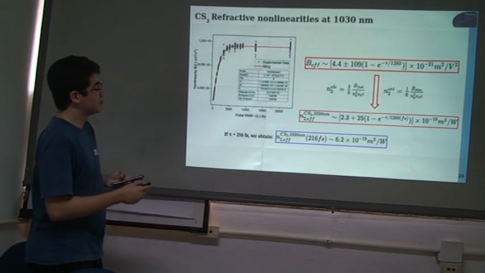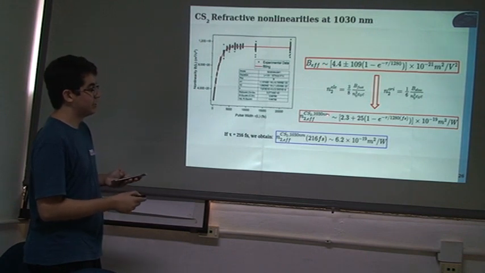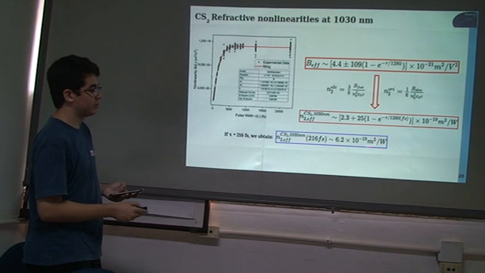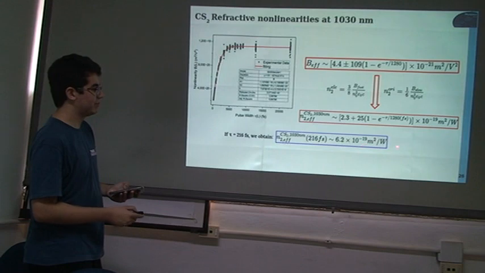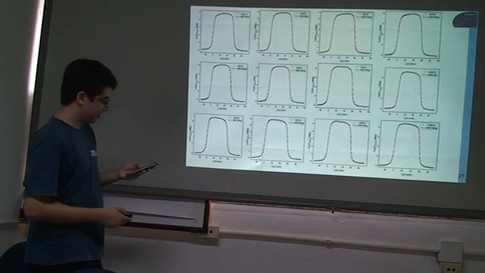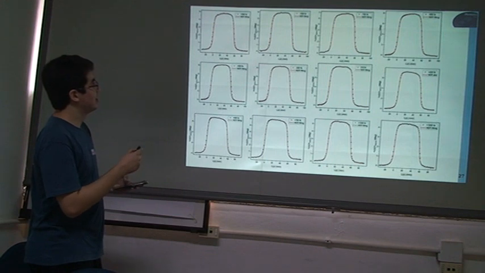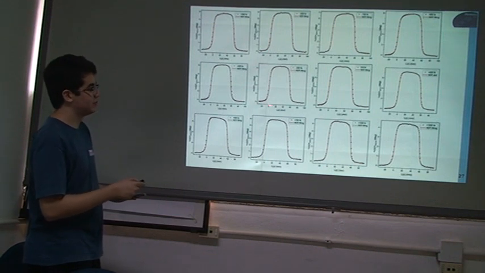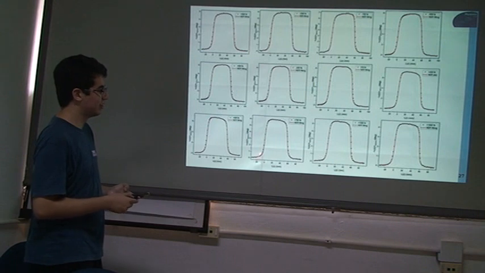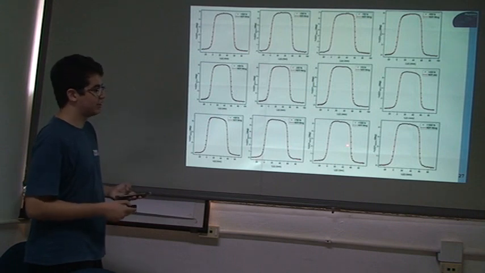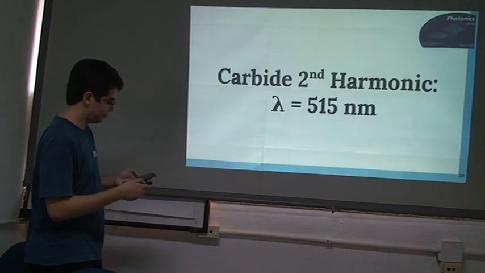So we can also convert B effective to N2 effective, and if we, for example, plug 216 femtoseconds in this equation, we find a value of approximately 6.2 times 10 to the minus 19 meters squared per watt. That is pretty good. So those are the NER fittings using the B that we just found. And we can see that the results are pretty consistent, and we can prove that our model can interpret all the parameters involved in this system.